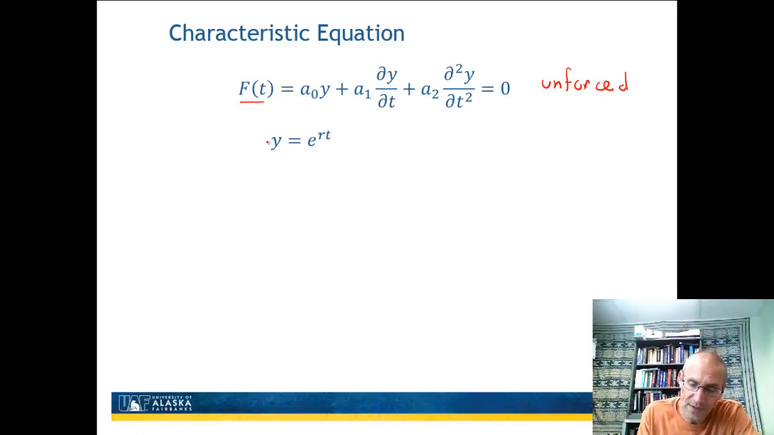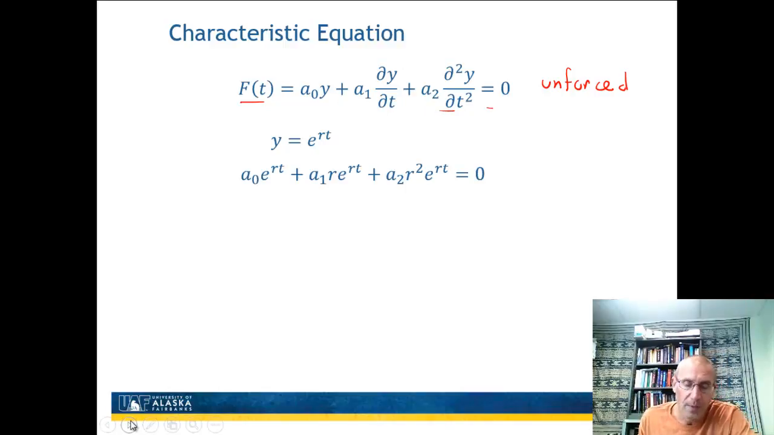Now if I was to take this solution for y and plug it into this differential equation, I would end up with this. So you can see I've got my first order differential and my second order differential. That term arises from the first order, and for the second order, here I've just got a0 times my value of y.